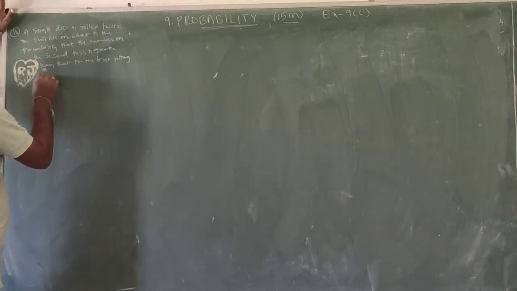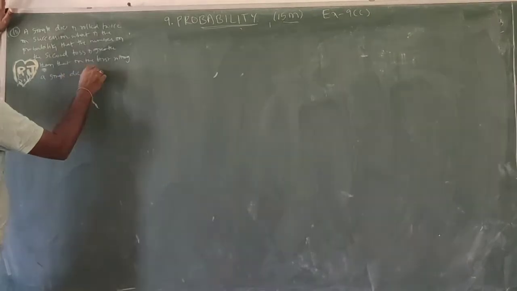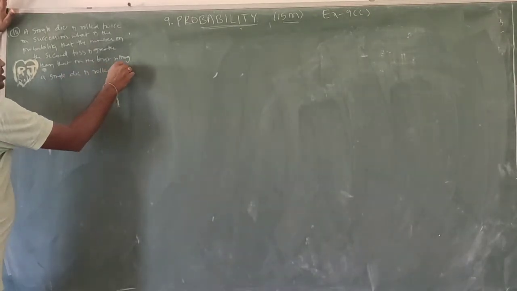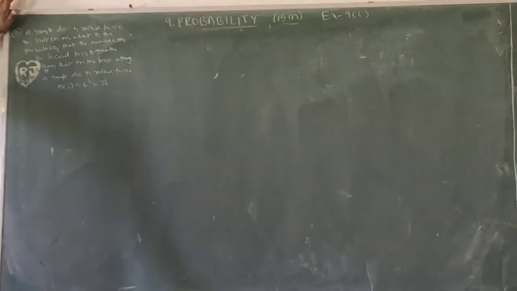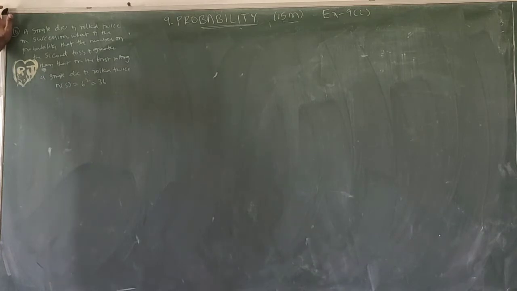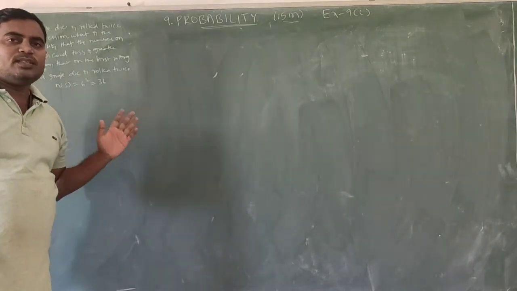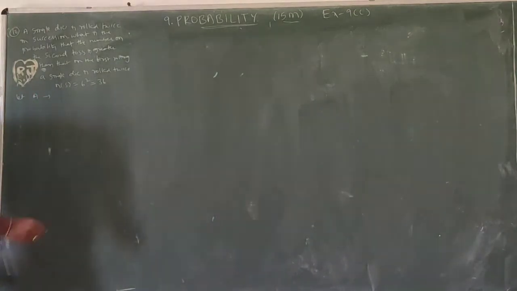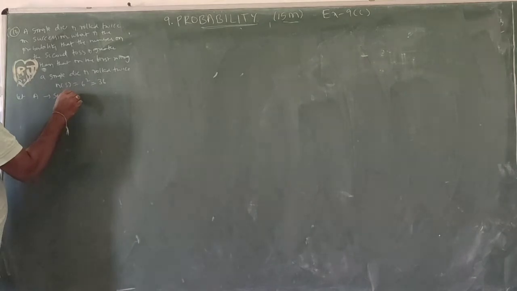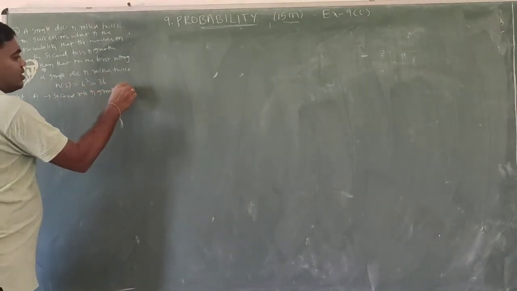A single die is rolled twice. N of S equal to 6 square equal to 36. So 36 choices in total. We already wrote previously 1 1, 1 2 up to 6 6, which is 36 choices. Let A be the event. What is the event? The second roll is greater than the first roll.